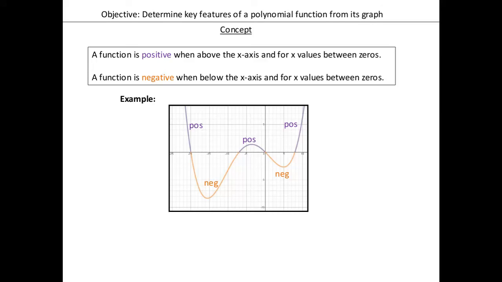A function is blank. Your first blank is positive when it's above the x-axis for x values between zeros. And the second blank, a function is blank, is negative. So positive and negative are your two blanks. A function is positive when it's above the x-axis for x values between zeros, and a function is negative when it's below the x-axis for x values between zeros.